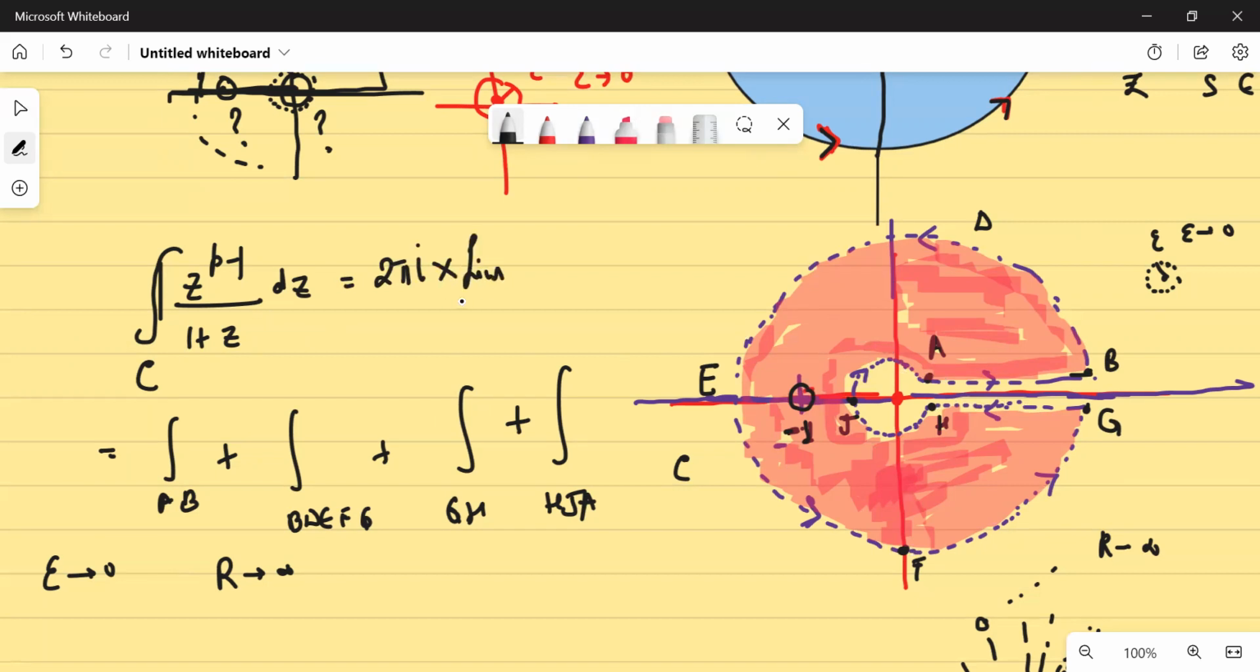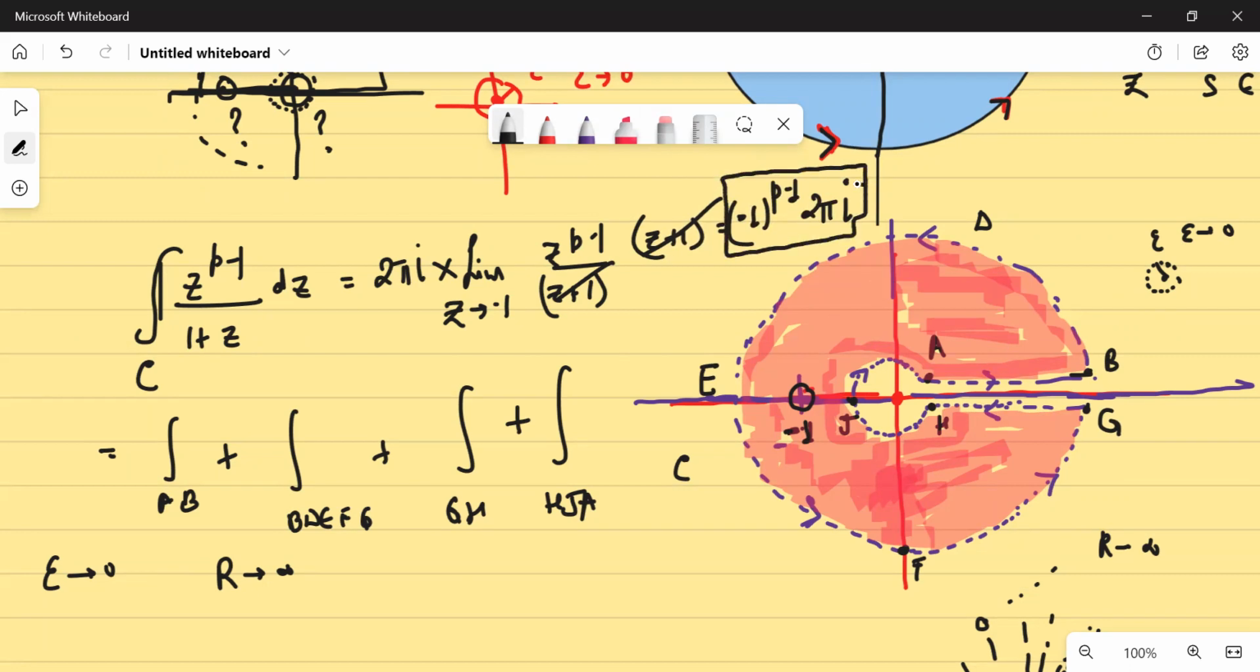What will the residue be? Limit z tends to -1 of z raised to power p-1 upon z plus 1, into z plus 1. It's a simple pole. So this gets cancelled. Overall, it will come as -1 raised to power p-1, into 2 pi iota. So your left hand side is this. Is that clear?